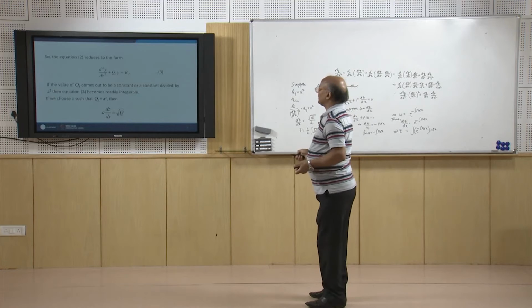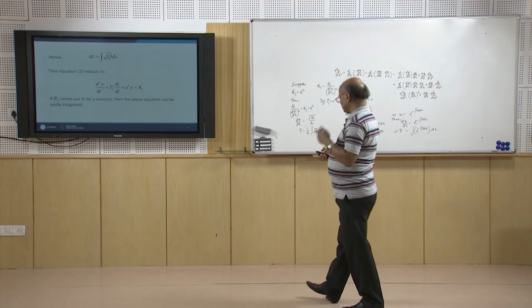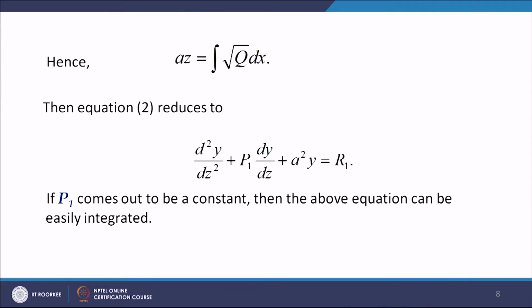So we will get z as a function of x. Now this is what we will get, and the equation will reduce to d square y over dz square plus p1 dy by dz plus a square y equal to r1. If p1 is a constant, then the equation can be easily integrated, because it will be a linear differential equation of second order with constant coefficients. Now, let us see some examples on this.